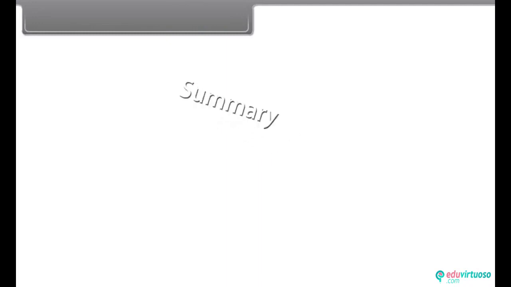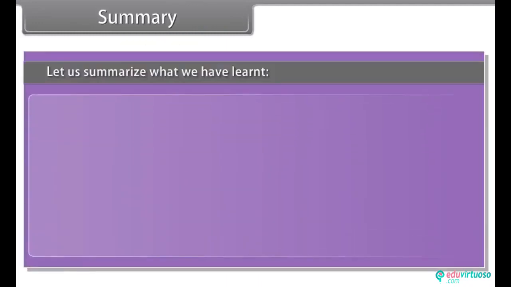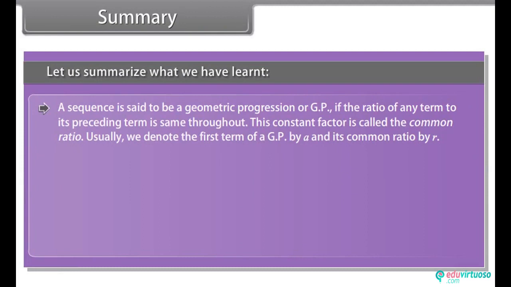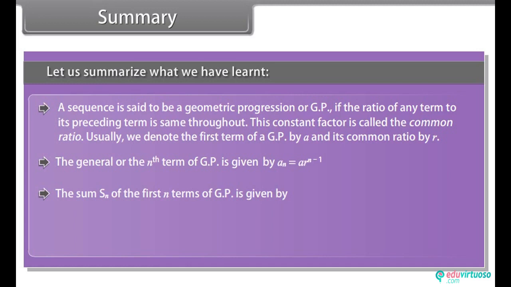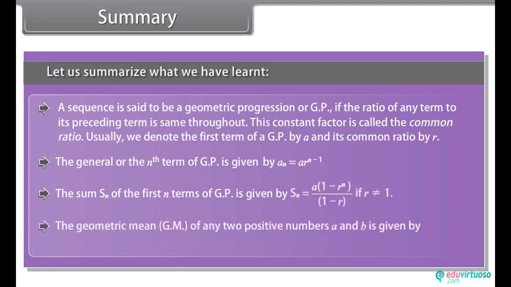Summary. Let us summarize what we have learnt. A sequence is said to be a geometric progression or GP if the ratio of any term to its preceding term is the same throughout. This constant factor is called the common ratio. Usually we denote the first term of a GP by A and its common ratio by R. The general or nth term of a GP is given by, the sum Sn of the first n terms of a GP is given by, the geometric mean of any two positive numbers A and B is given by, that is, the sequence A, G, B is a GP.